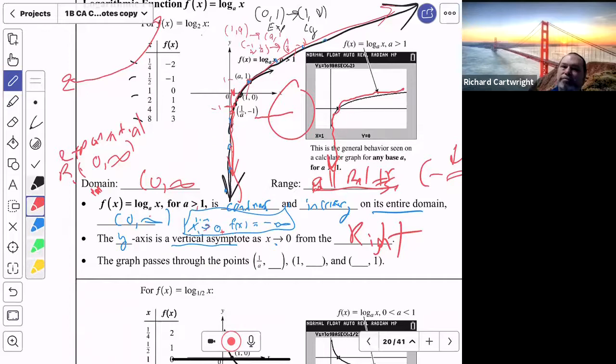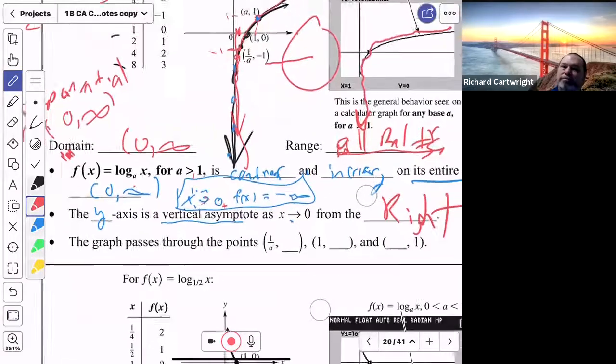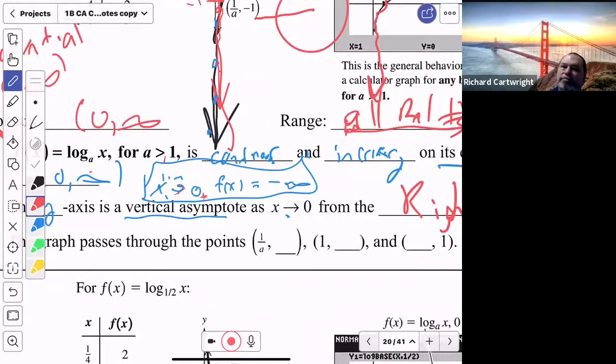The graph passes through these points. 1a, a little bit over to the right, you're approaching a negative 1.